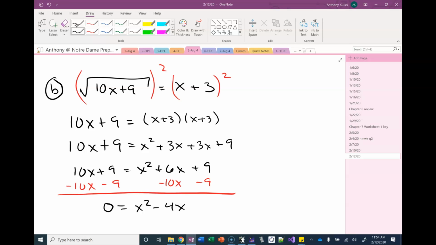Everybody's cool so far? So here's my quadratic equation. How am I going to solve this? Remember, there are 3 ways. I could use the quadratic formula, I could factor, or I can solve directly. Is directly an option in this case? No, because I have both x's and x squareds. So we should either factor or use the quadratic formula. Is this factorable?